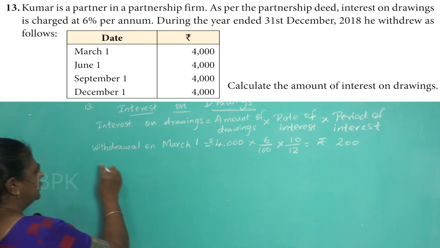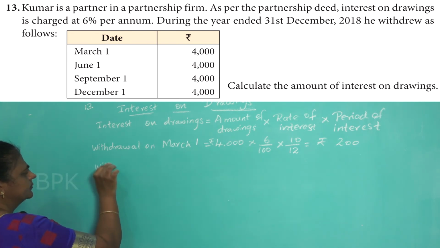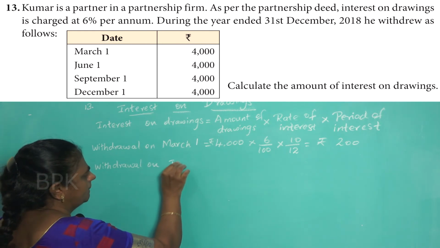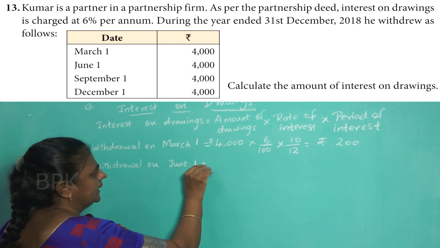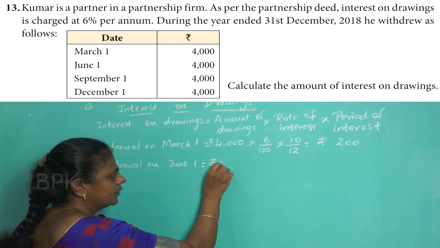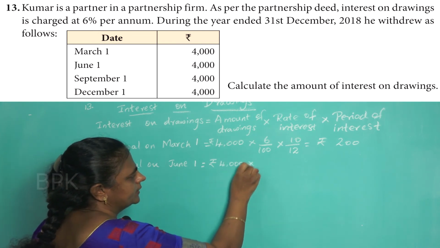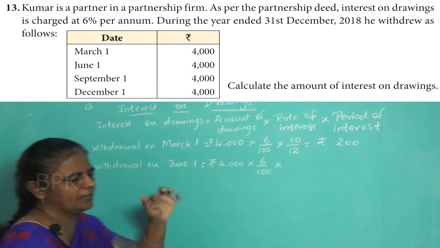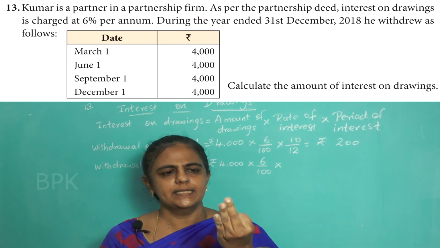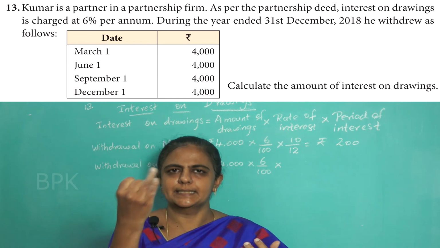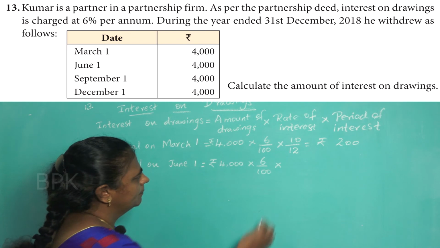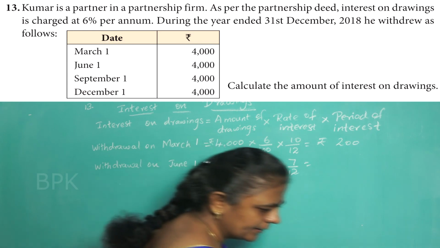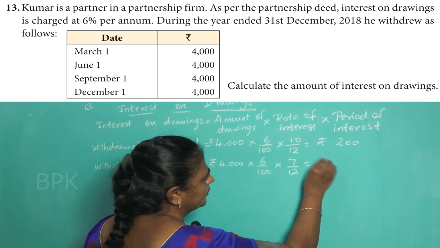Next, withdrawal on June 1. Again June 1 he is withdrawing 4,000. Rate of interest 6%, 6 by 100. Now calculate from June to December: June, July, August, September, October, November, December. How many months? 7 months. So 7 by 12. That will give you rupees 140.